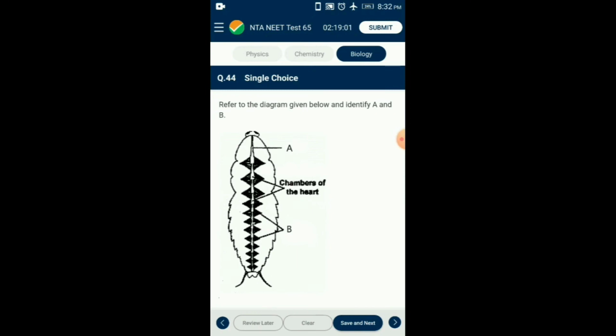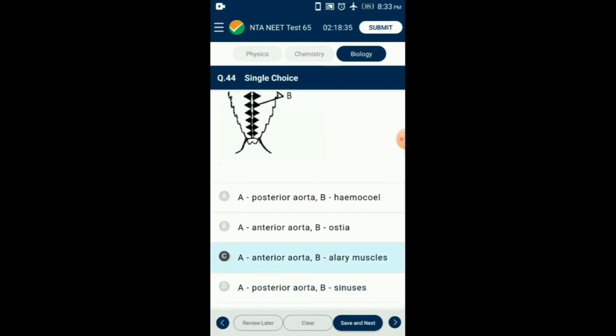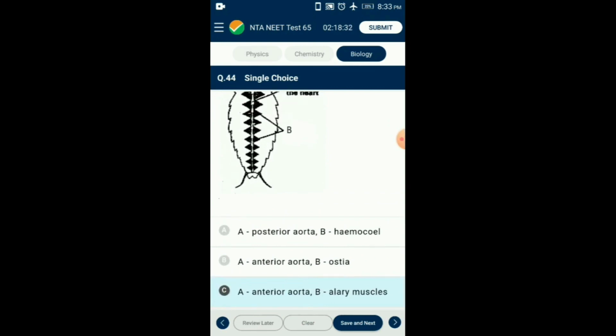Heart of cockroach consists of elongated muscular tube lying along mid-dorsal line of the thorax and abdomen. It is differentiated into funnel-shaped chambers with ostia on either side. Blood from sinuses enter heart through ostia and is pumped anteriorly to the sinuses again. So the answer for this question is option C. From the given diagrammatic representation, A represents anterior aorta, B represents alary muscles.